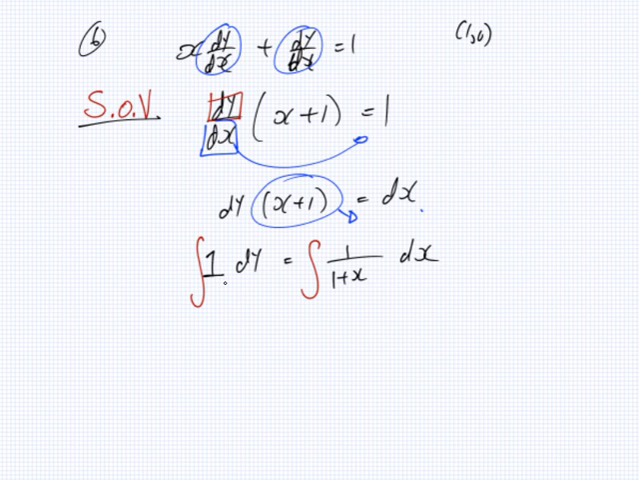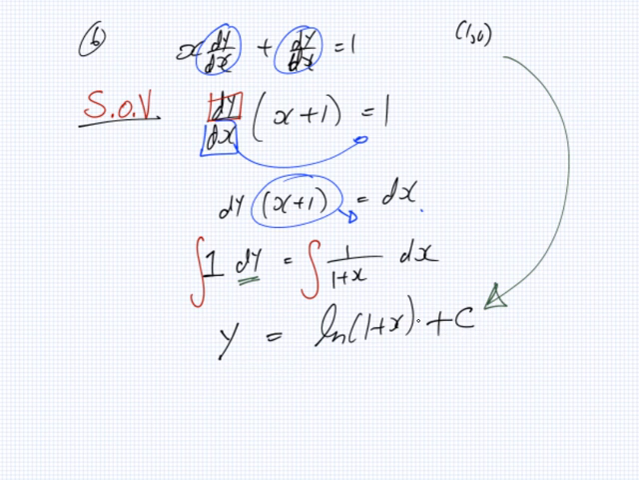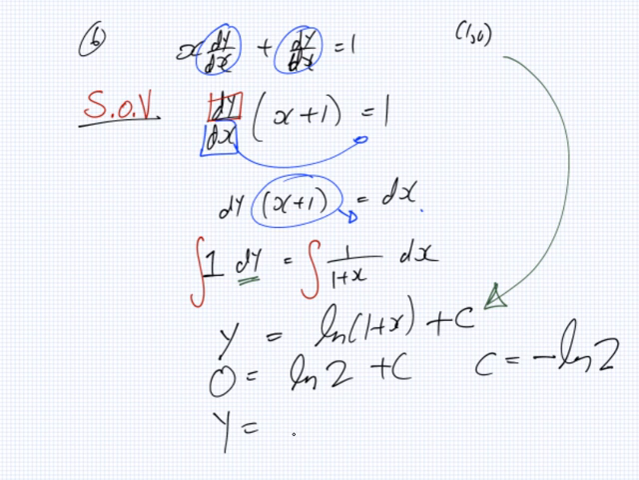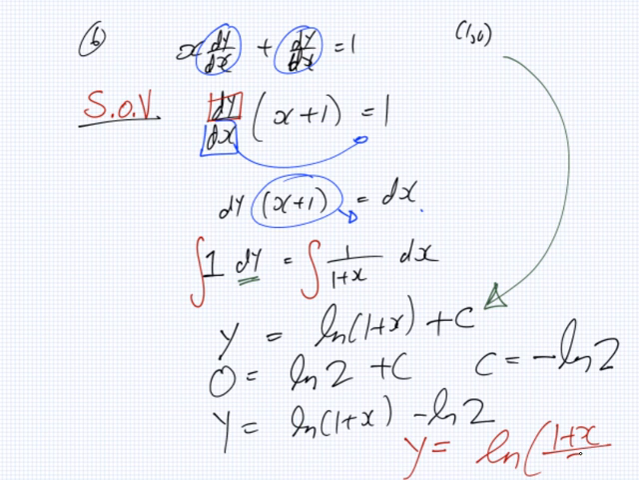So, integrating, what does 1 become? y, actually, because this is the y side. And this one here becomes log(1 + x) + c. Let's put in our point. 0 = log 2 + c, so c = -log 2. So I get y = log(1 + x) - log 2. And when I minus with logs, it divides. So this is y = log((1 + x)/2), the answer at the end. Okay, so we'll do another example like this. This is our first example using the separation of variables method.